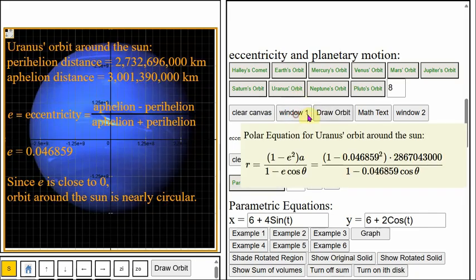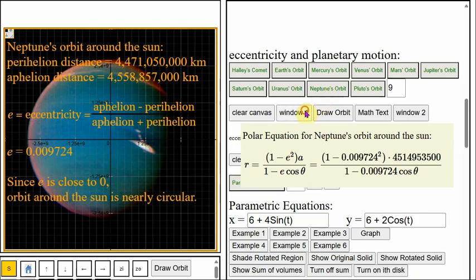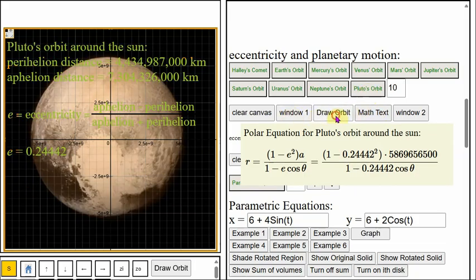And then here's Uranus. Uranus is also a very circular orbit because its eccentricity is 0.046859. And then here we have Neptune's. It's extremely circular. The eccentricity is 0.009724. And then the last one we have is Pluto's. Pluto's eccentricity is 0.24442. So we can see it's somewhat elliptical right here.